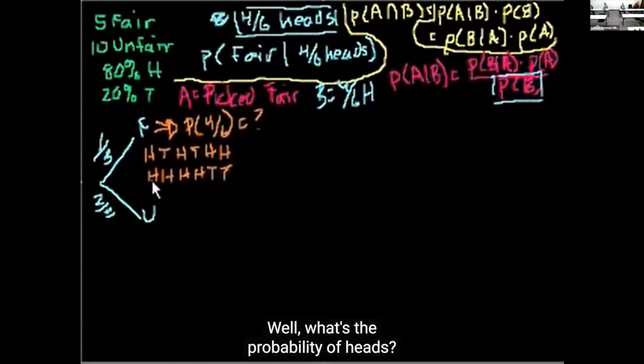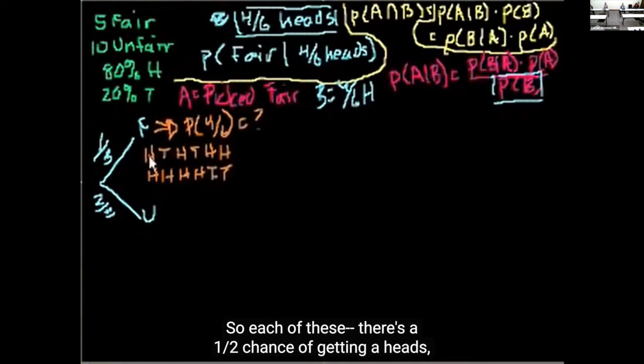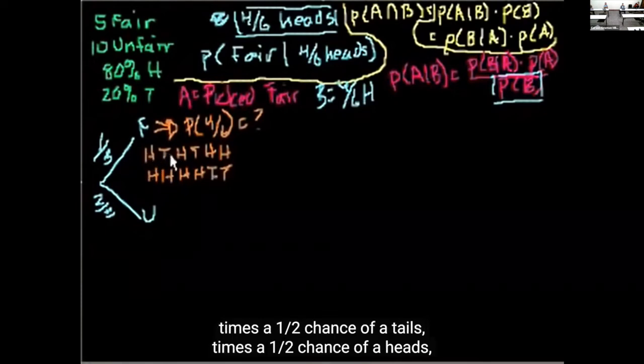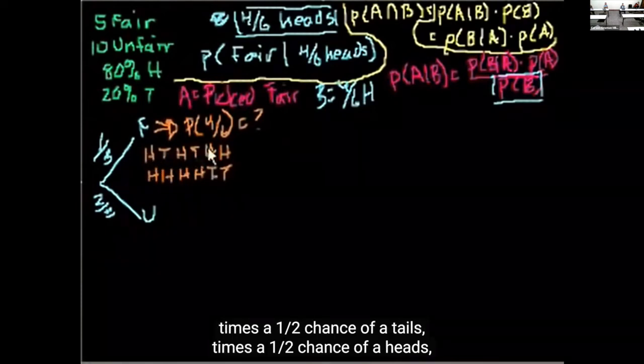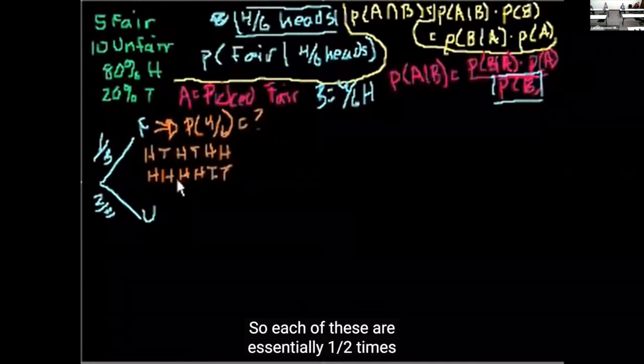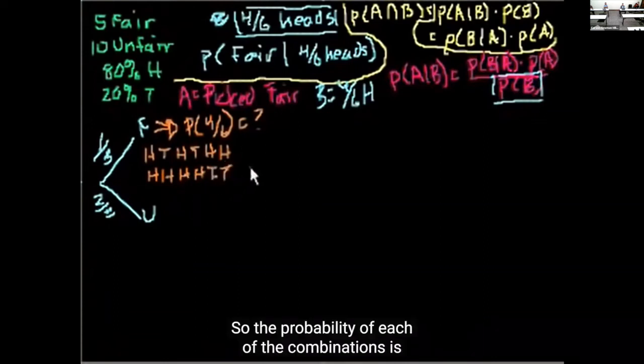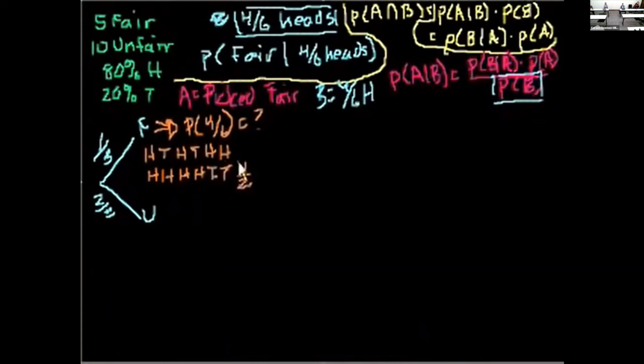Well, what's the probability of heads? That's 0.5 times 0.5 times 0.5 times 0.5. And then the probability of tails is also 0.5 times 0.5 times 0.5. So for each of these, there's a 1/2 chance of getting heads, times 1/2 chance of the tails, times 1/2 chance of the heads, times 1/2 chance of the tails, et cetera. So each of these is essentially 1/2 times 1/2, 6 times. So the probability of each of the combinations is 1/2 to the 6th power.